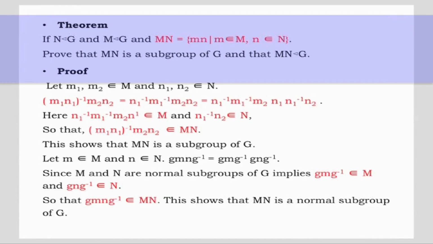Let us see under what condition HN will be a normal subgroup. Theorem. If N is a normal subgroup of G and M is a normal subgroup of G and MN is equal to the set of all elements mn such that m belongs to M and n belongs to N, prove that MN is a subgroup of G and that MN is a normal subgroup of G.